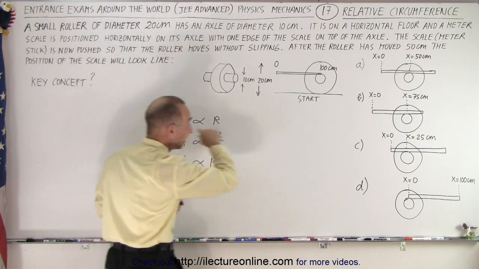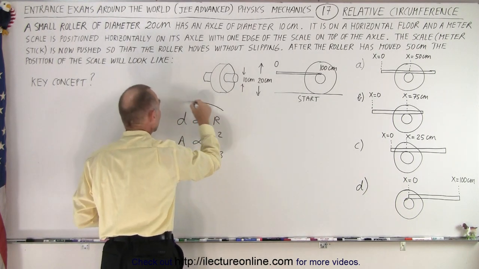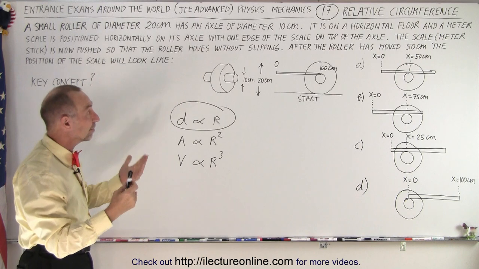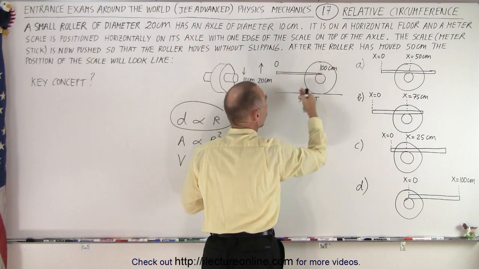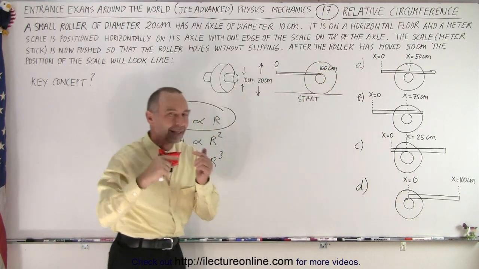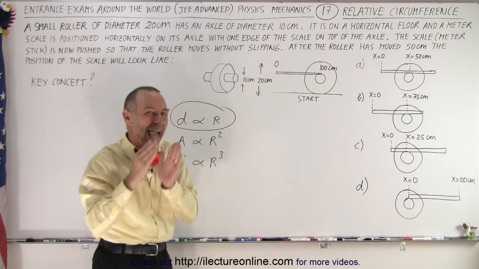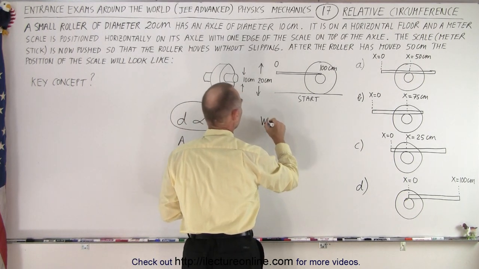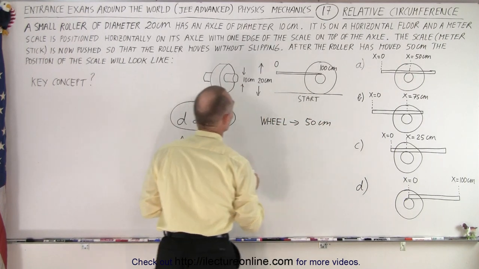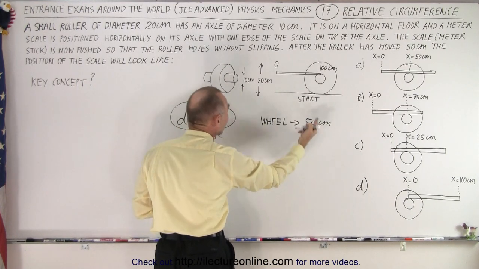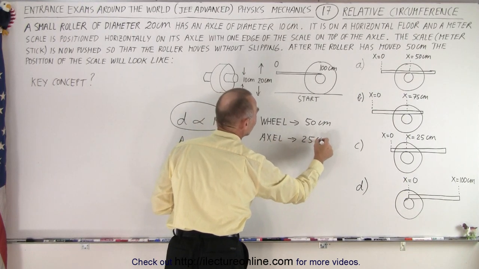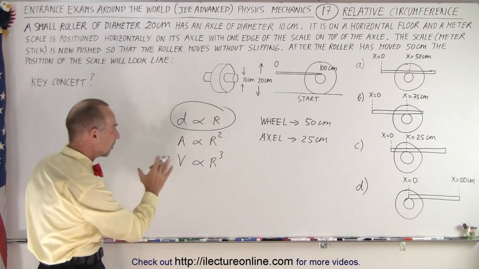In this case, we're talking about distance traveled, and it will be directly proportional to the radius. So if the wheel travels a certain distance and the diameter of the axle is half the diameter of the wheel, that means that the surface of the axle will travel half the distance. So in other words, the wheel will travel 50 centimeters, and since the radius of the wheel is twice the radius of the axle, the axle will therefore travel half as far, or 25 centimeters. And so that's the key concept in this problem.